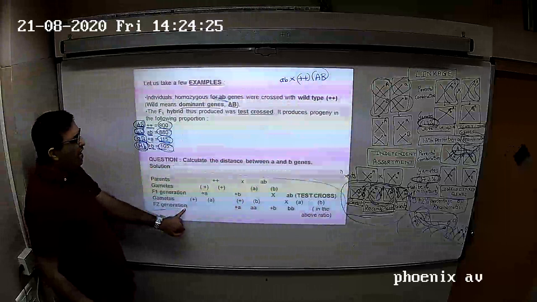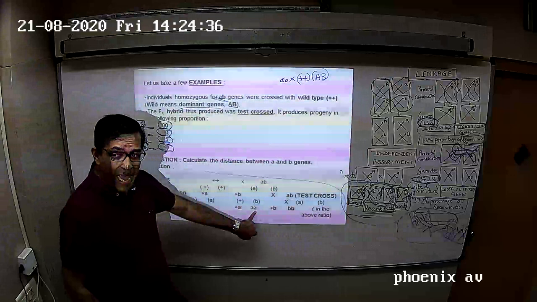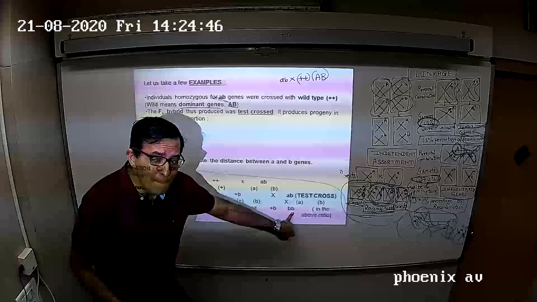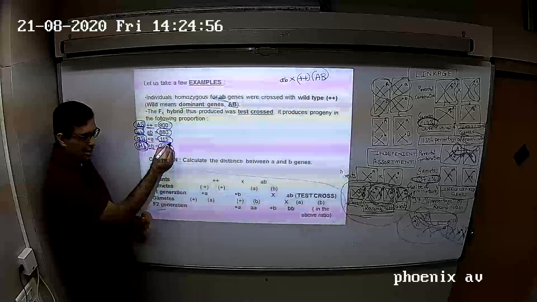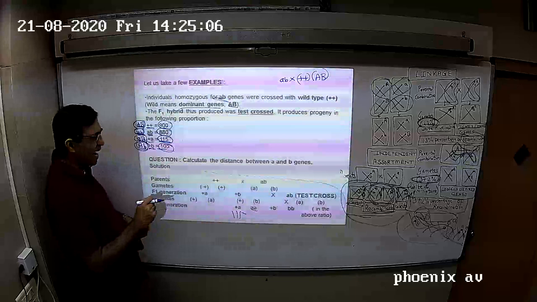Plus A, recombinant. Small a, parental. Plus b, recombinant. Small b, parental. And they are in the above ratio. How much is plus a? Plus a, we have said 115. How much is small a? Small a, and plus b and small b.